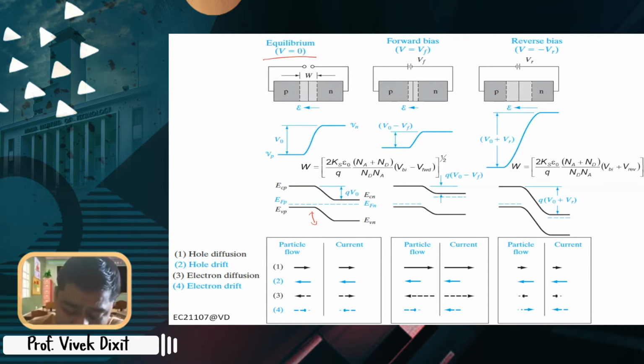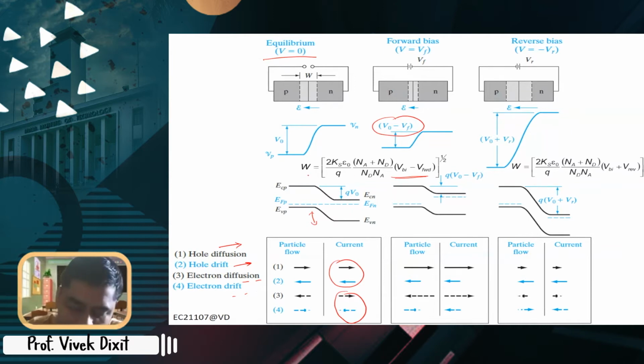And here you see these are the 4 current components. The solid line is due to holes, and the dashed line is due to electrons. So hole drift and diffusion, electron drift and diffusion, right? They are just equal, and they are cancelling out. So there is a net 0 current. When you apply the forward bias, your barrier reduces. And you can say that the depletion width is also reduced, by VBI minus V forward bias.